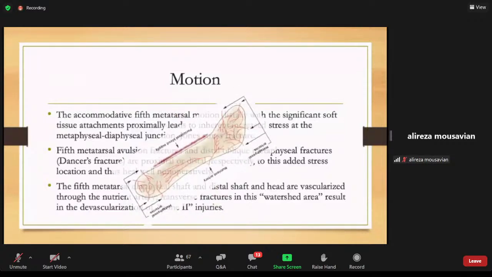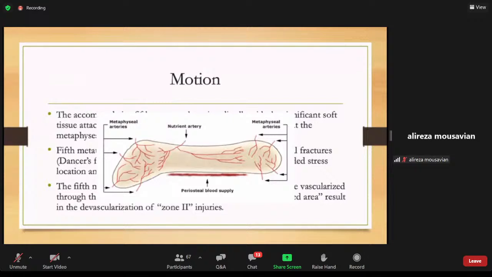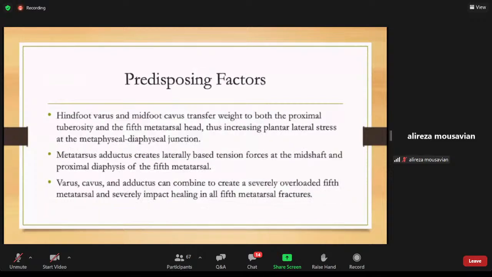And regarding the vascularization and the circulation, at the top and at the base, we have metaphyseal arteries, and we have the nutrient artery, which enters from the medial side. Between the metaphyseal arteries at the base and the vessels of the nutrient artery, we have a watershed area. A fracture in this area is very susceptible to leading to non-union.